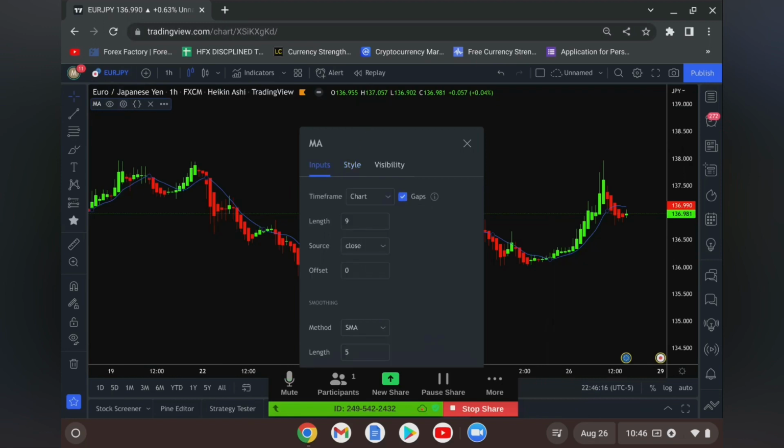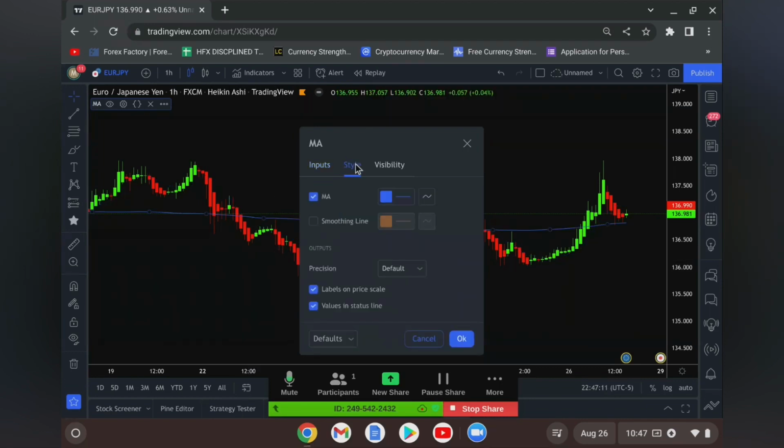The purpose of this moving average is that I want it to tell me the overall trend of the market. Since I want to know what's going on with the overall trend of the market, I'm going to make the length of this moving average 200. When I set the length as 200, that means this moving average indicator is going to take into account the last 200 candles when calculating the average price. I'm going to leave the source as close. The offset is 0. I'm really not going to change anything else here besides the length.